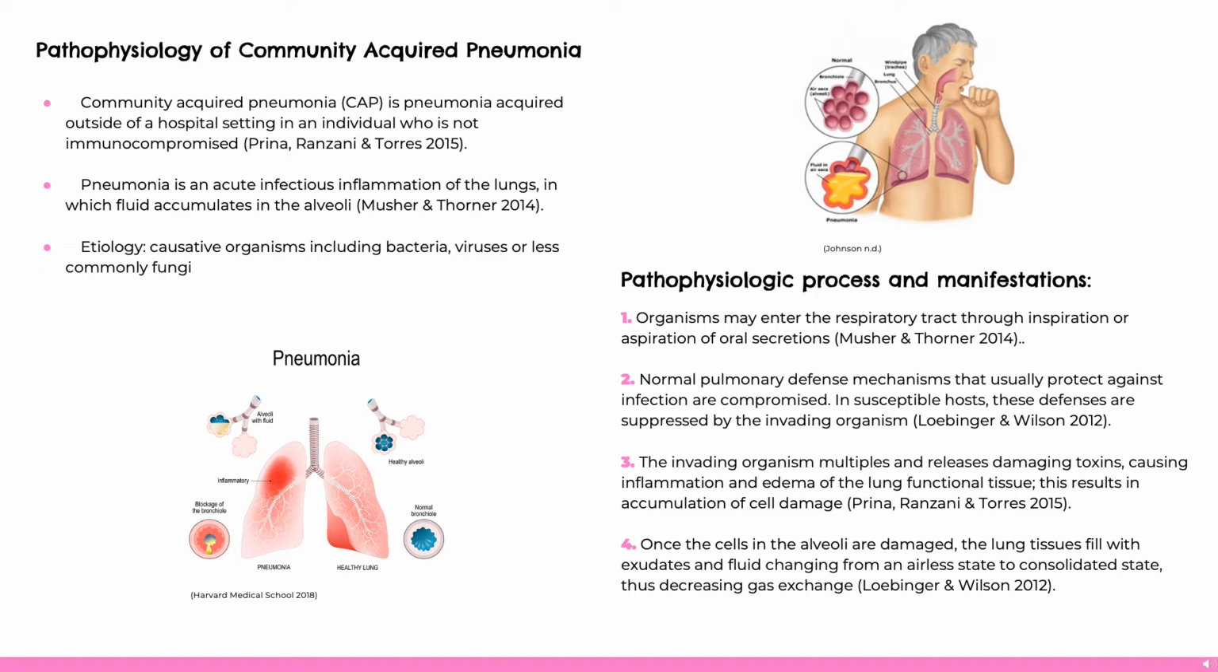Once the cells in the alveoli are damaged, the lung tissue fills with exudates and fluid, changing from an airless state to a consolidated state, thus decreasing gas exchange. This pathophysiology manifests in signs and symptoms with both modifiable and non-modifiable risk factors prevalent. Community-acquired pneumonia relevant signs and symptoms can only be managed once diagnostic testing is completed.